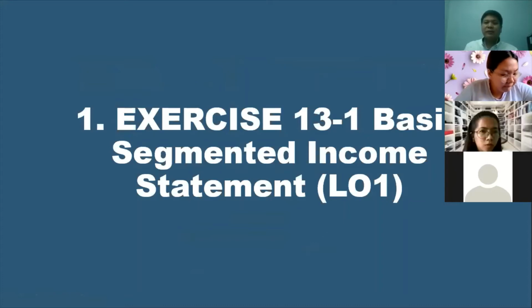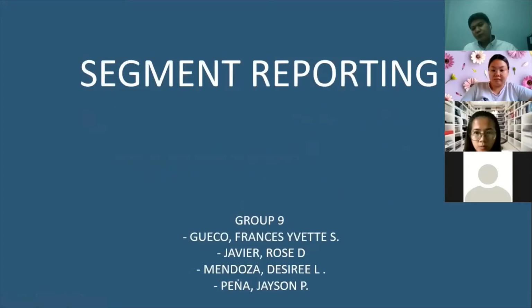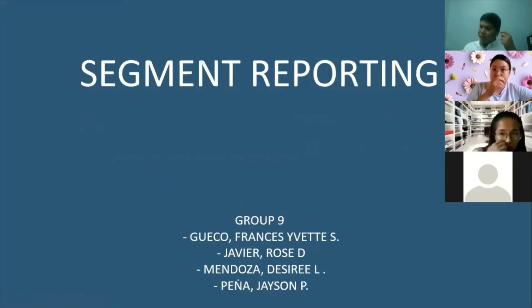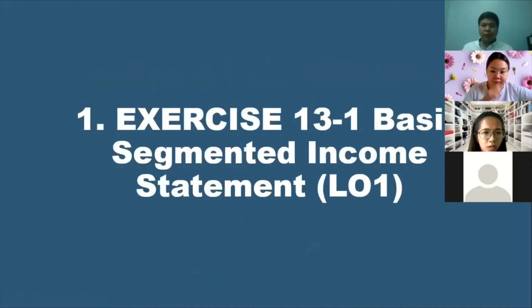So we are Group 9, and the exercises po are for 13.1 and onwards. So mag-start po kami in the first exercise. The exercise 13-1, basic segmented income statement.